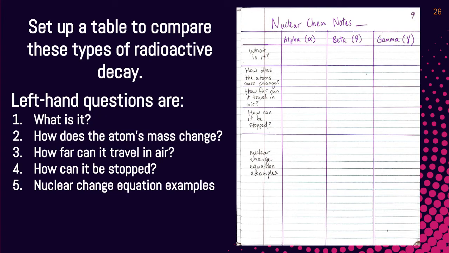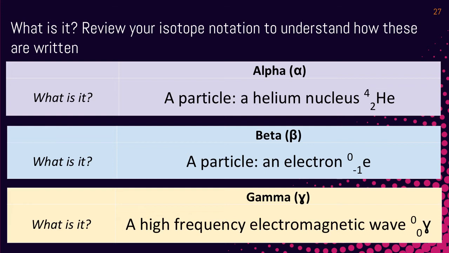So at this point, pause the video and set up your table in your notebook if you haven't already. Welcome back. So first we're going to fill out the top row. We're going to say, what is it for alpha, beta, and gamma?